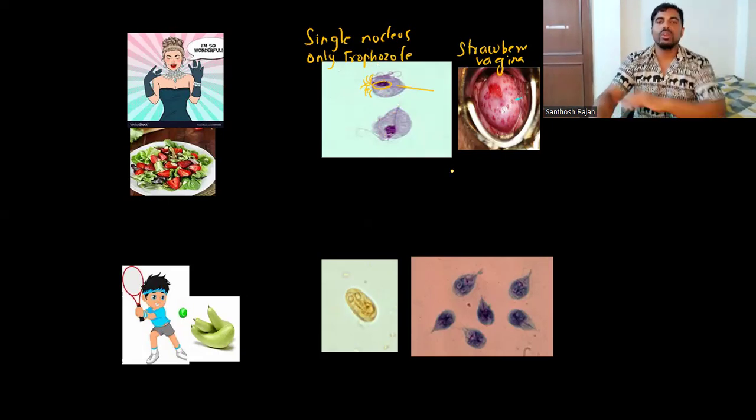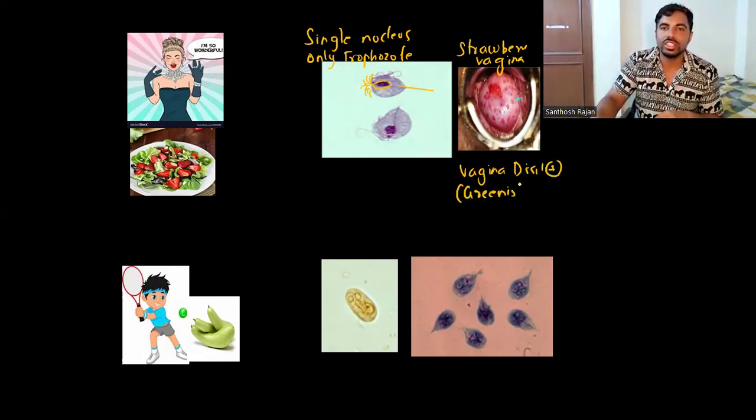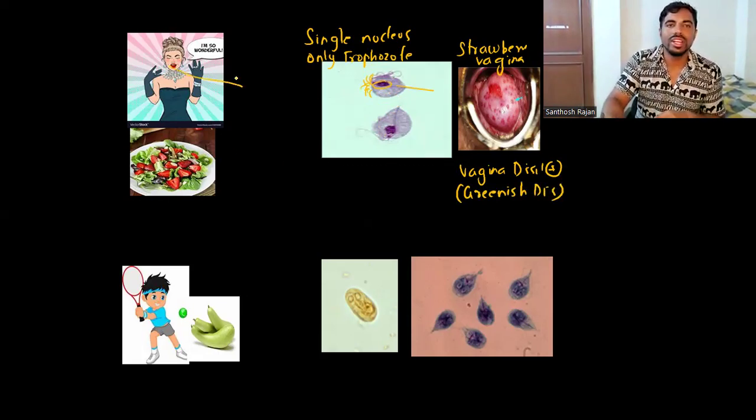And this type of picture, then they will give you the vaginal discharge, which is positive. How will the vaginal discharge look? Greenish discharge. If they give greenish discharge, what should your answer be? Who is this girl? This is Trisha. I told you Trisha. Trisha means Trichomonas vaginalis.